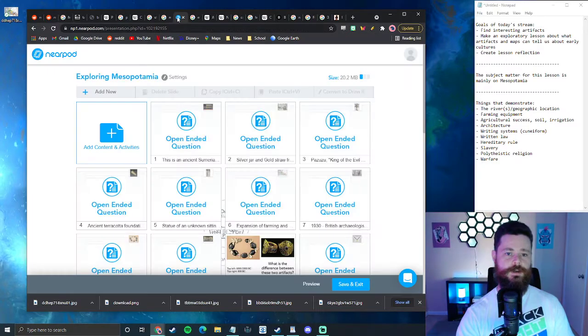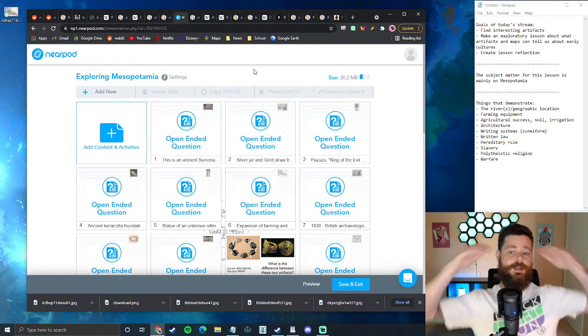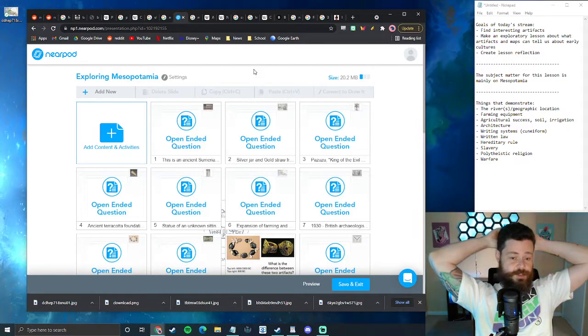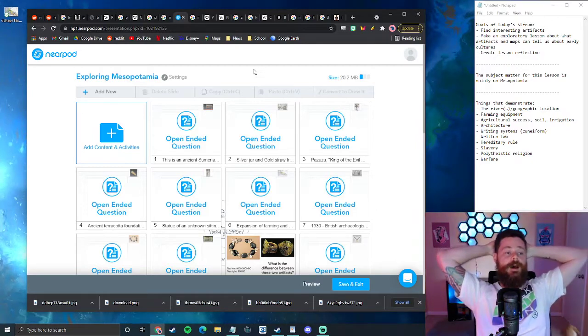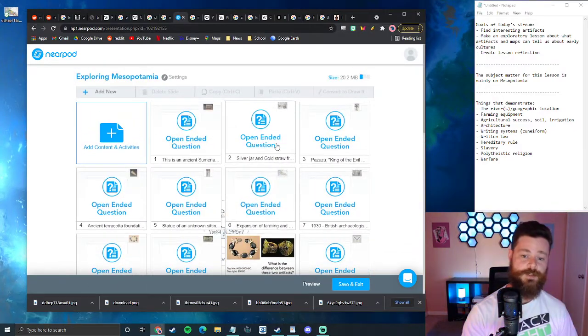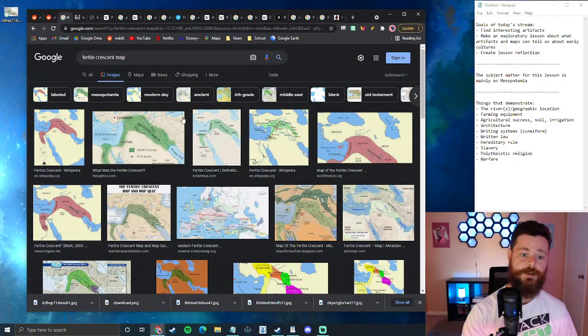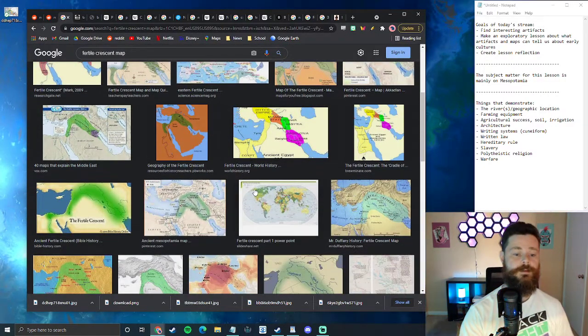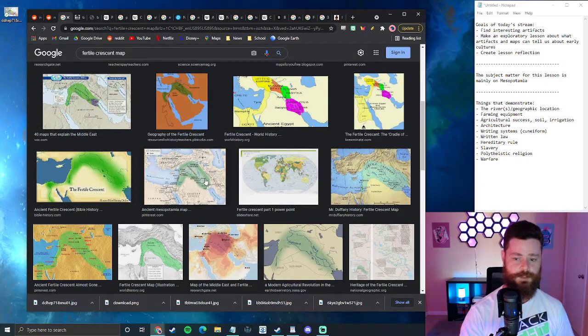I wish on NEARPOD there was a way to combine two images and then have questions about it, or maybe four images and have questions about it. That would be ideal, because what I could do then is use the map that we just looked at, the expansion of farming over time, and we could compare it to a map of the Fertile Crescent. And then they could see, oh, well, maybe it's called the Fertile Crescent because that's pretty much the earliest area of farming in that region.